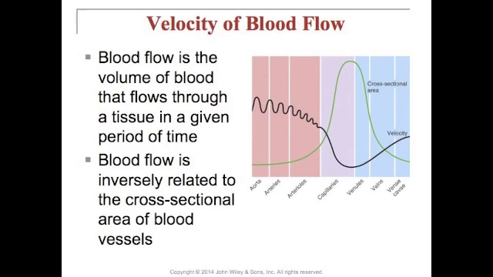The velocity of blood flow. This is figure 21.11 on page 787. Velocity of blood flow is the slowest in the capillaries because they have the largest total cross-sectional area. Blood flow is the volume of blood that flows through a tissue in any given period of time. Blood flow is inversely related to the cross-sectional area of the blood vessels.